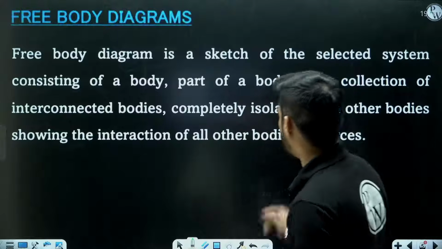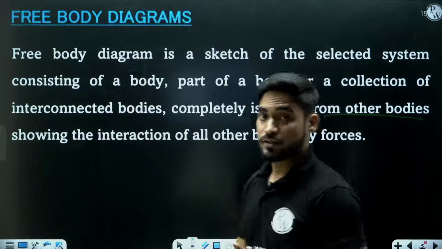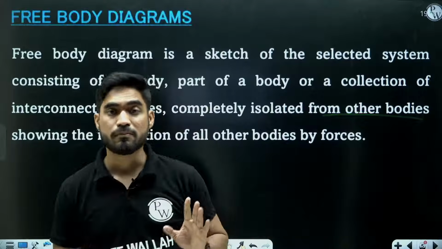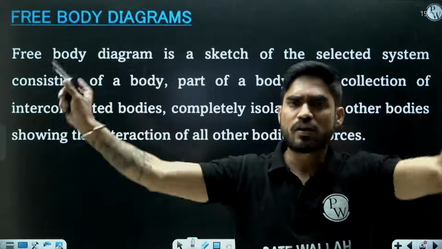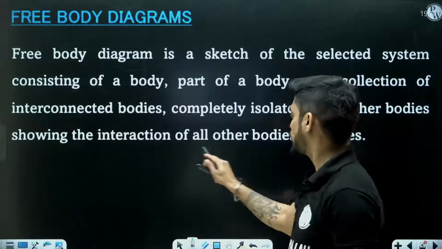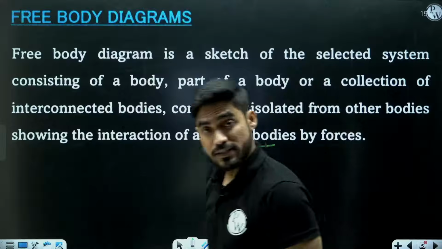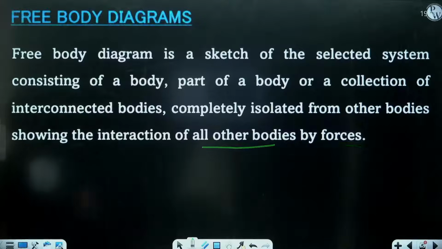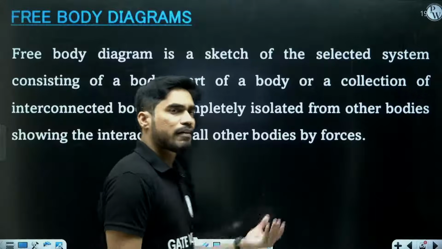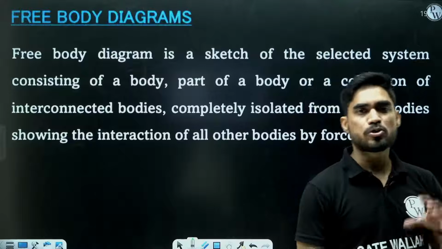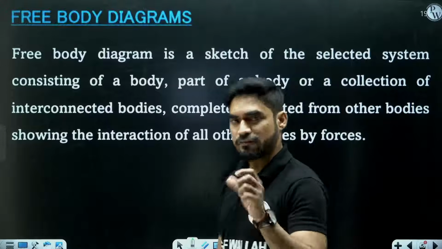Okay, completely isolated from other bodies. So if I am drawing the FBD of the beam, I will isolate it from all the other bodies. I will disconnect it from all the other bodies, showing the interaction of all other bodies by forces. I hope this definition is very clear to you. Whenever we need to calculate or analyze forces acting on a body, we isolate that body from all the other bodies. But whenever we are isolating, we have to show the forces acting between these bodies.